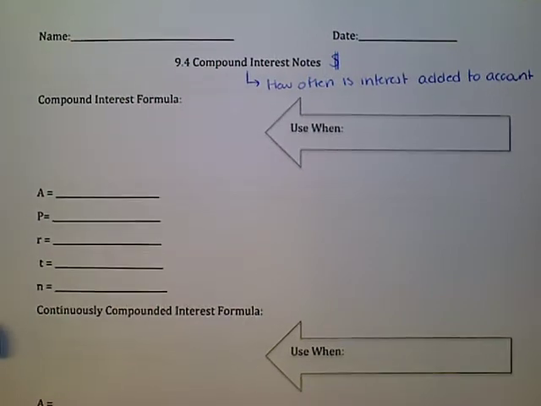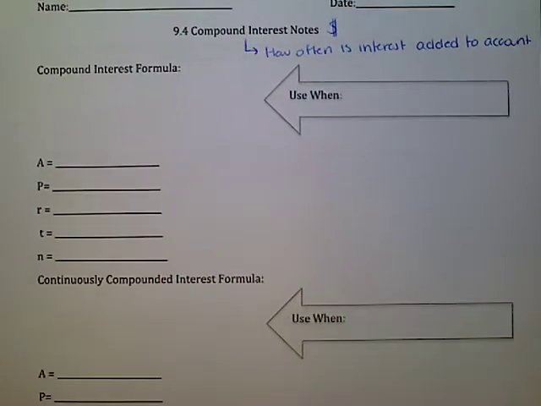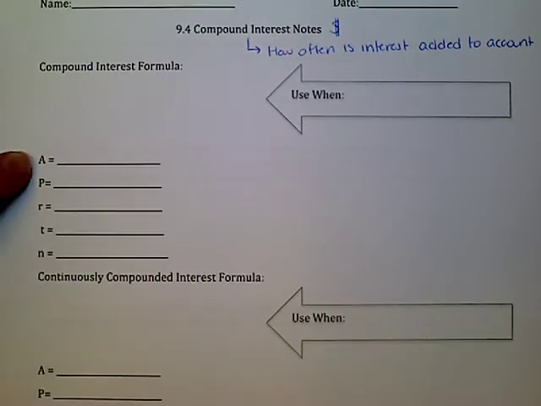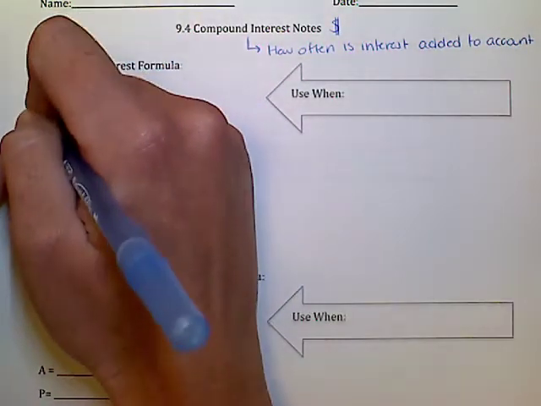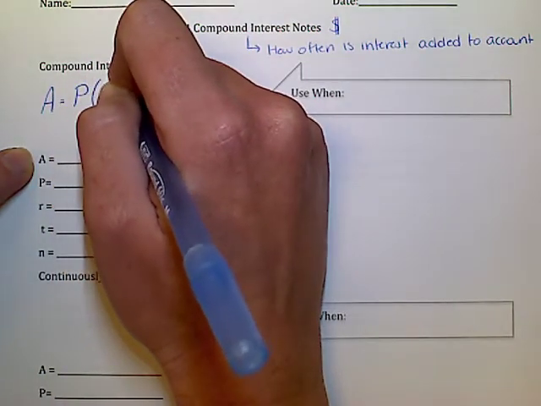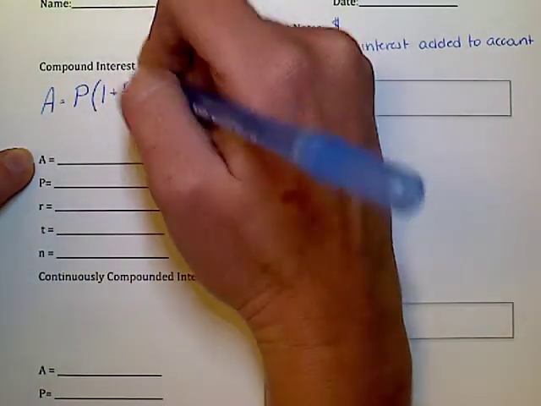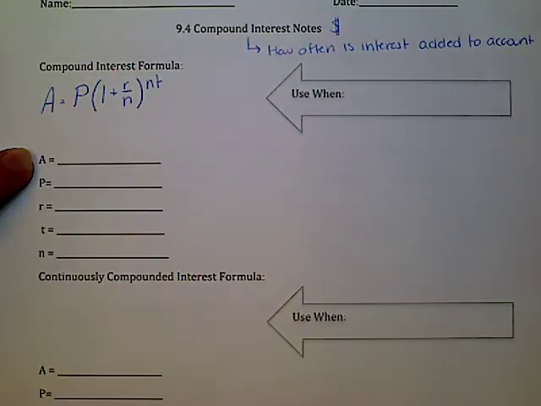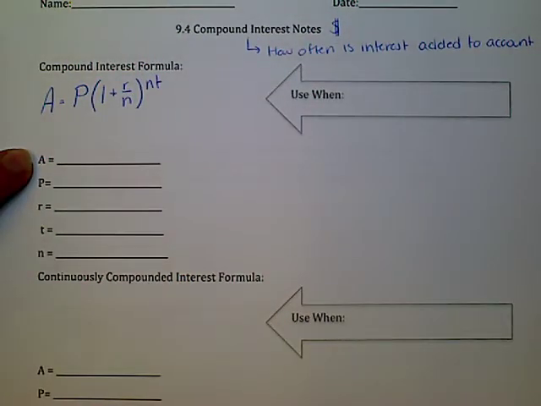this really holds true. So the first formula, you're going to recognize this from last year. It's kind of long and scary, but it's not that bad once you know how to use it. A equals P times (1 plus R over N) to the NT. Okay. And let's go ahead and talk about what the different parts mean.